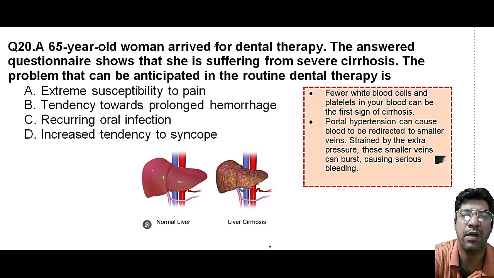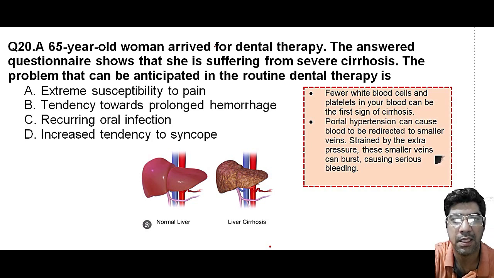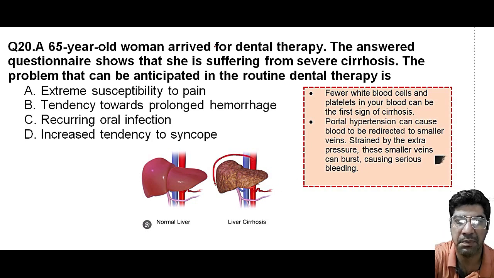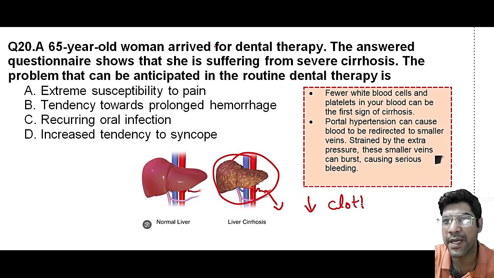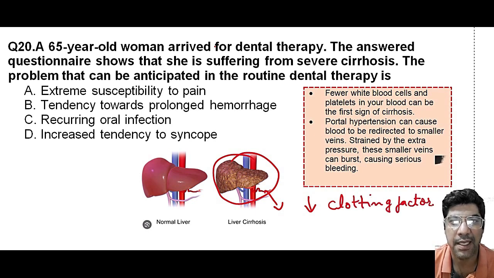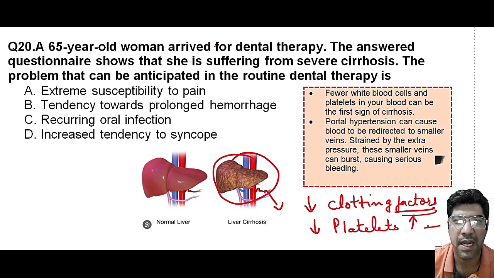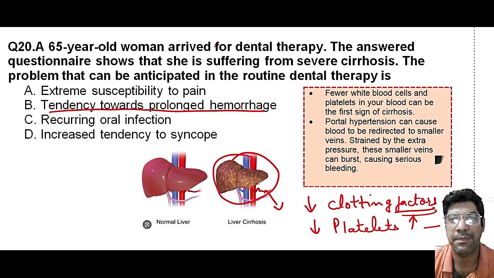Next question. A 65-year-old woman arrived for dental therapy. The questionnaire shows that she is suffering from severe cirrhosis. So the problem that can be anticipated in routine dental therapy is, the answer is B, tendency toward prolonged hemorrhage. In a patient with severe cirrhosis, there is concern regarding blood clotting and coagulation factors. Cirrhosis can lead to impaired liver function, which results in decreased production of clotting factors and platelets. If the platelets decrease, there is increased bleeding, and that is why the patient has a tendency toward prolonged hemorrhage.